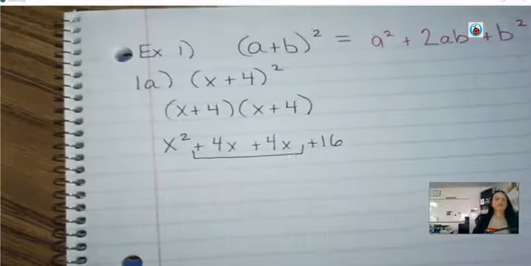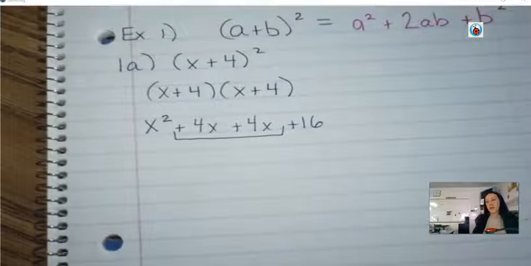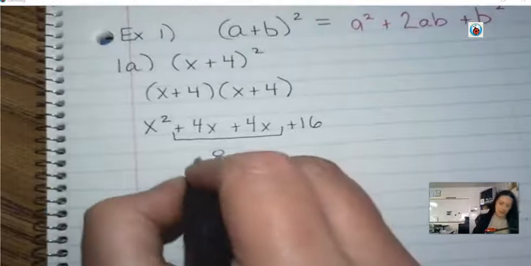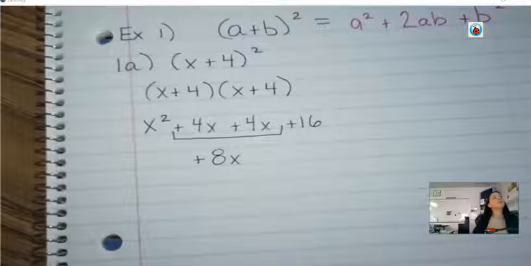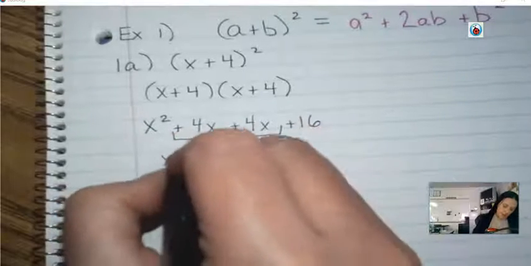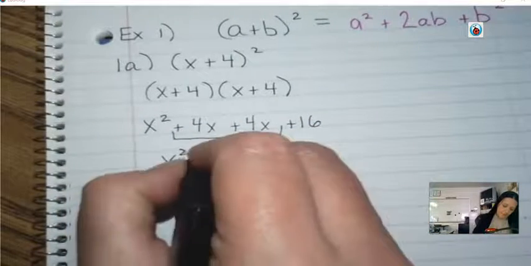Combine like terms, 4x's and another 4x's makes 8x's. And it's a positive 8x. And I still have x squared, and I have plus 16.